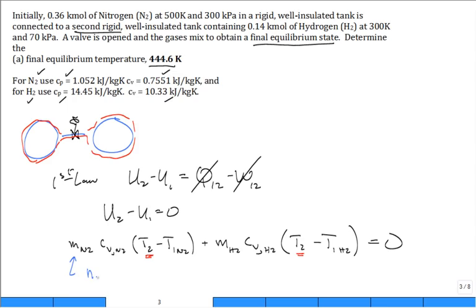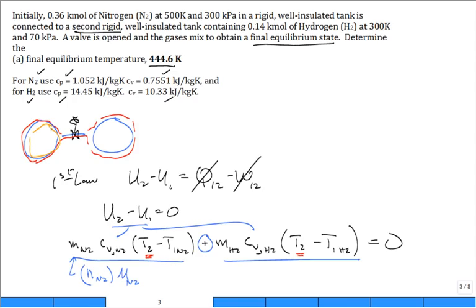The number of moles of the nitrogen times molar mass of the nitrogen. There's this U2 minus U1, there's two parts of it. One due to the nitrogen, one due to the hydrogen. Why is there a plus right here? Because both of them are part of the system. The system isn't just, let's say, the nitrogen or the hydrogen on one side. The system is both of them together and the contents of both tanks.